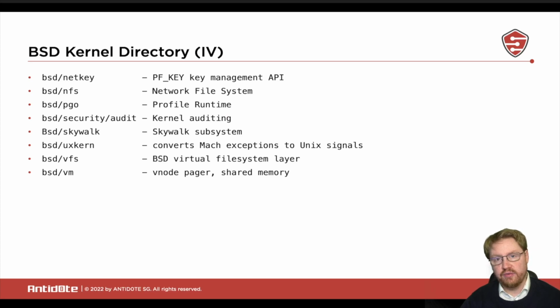You have the virtual file system layer. That's basically the layer between the userland executing a system call and the actual real file system. So there's a layer in between. That's the virtual file system layer. You have the virtual memory code of shared memory, the paging code, and stuff like that. Okay, so that's all the BSD part of the kernel.